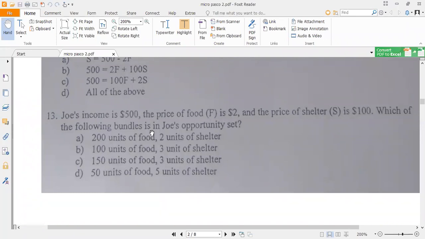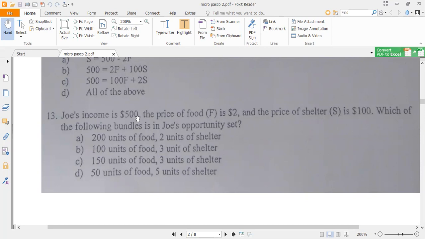This is multiple choice, so you can just use the elimination method to get your answer. You just pick the first one, insert them into the budget constraint, and see if the expenditure will be less than or equal to the consumer's income. If you take 200 units of food, then the expenditure on food is 2 times 200, which is 400. And then 2 times shelter, the price of shelter, that will be 200. So if you add the two, we are getting 600, which is more than the income of 500.